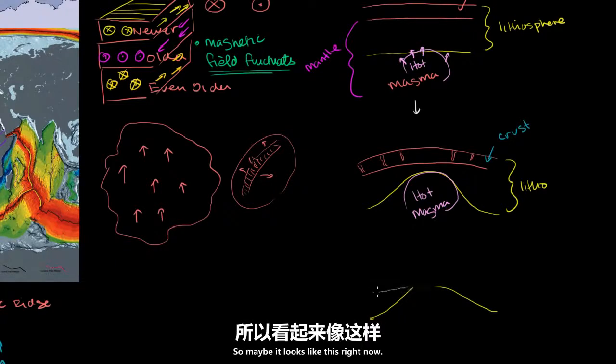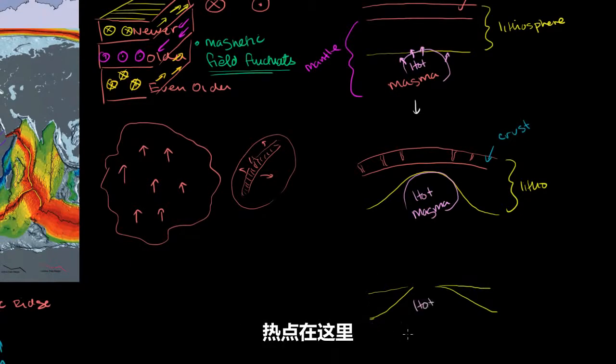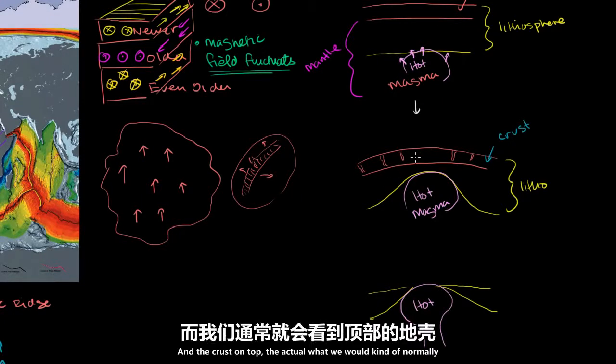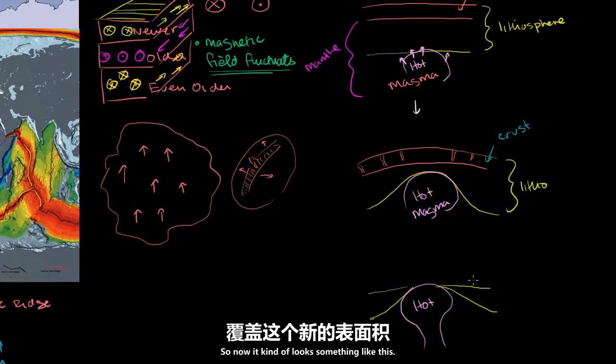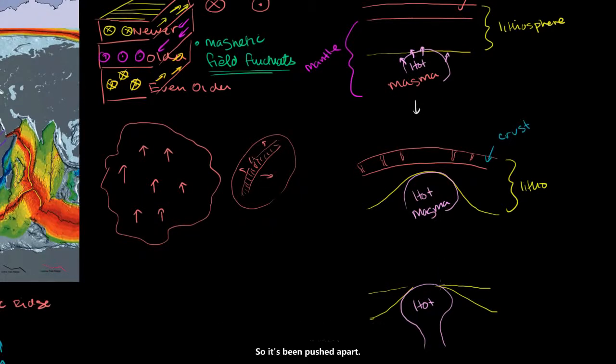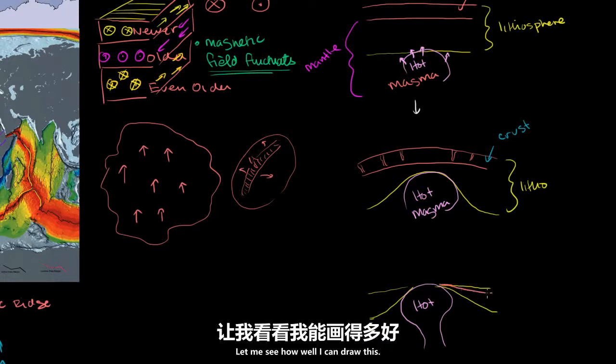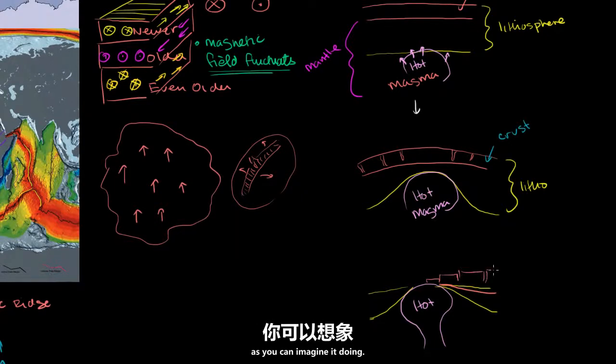So maybe it looks like this. Maybe it looks like this right now. You have the hot spot right over here. It's gotten that far now. And the crust on top, what we normally see, has now been pulled apart to cover this new surface area. So now it kind of looks something like this. So it's been pushed apart. Let me see how well I can draw this.